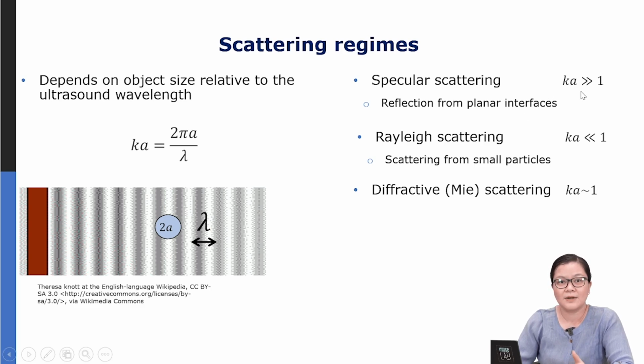If ka is much, much greater than 1, then we have what's called specular scattering. In this case, typically what happens is there's reflection from smooth planar interfaces. The next regime is the Rayleigh scattering regime, in which case ka is much, much less than 1. In this case, you get scattering from very small particles in the medium. And finally, the diffractive or the Mie scattering regime, where ka is almost on the order of 1. So in this case, the size of the object is basically approaching the size of the wavelength.